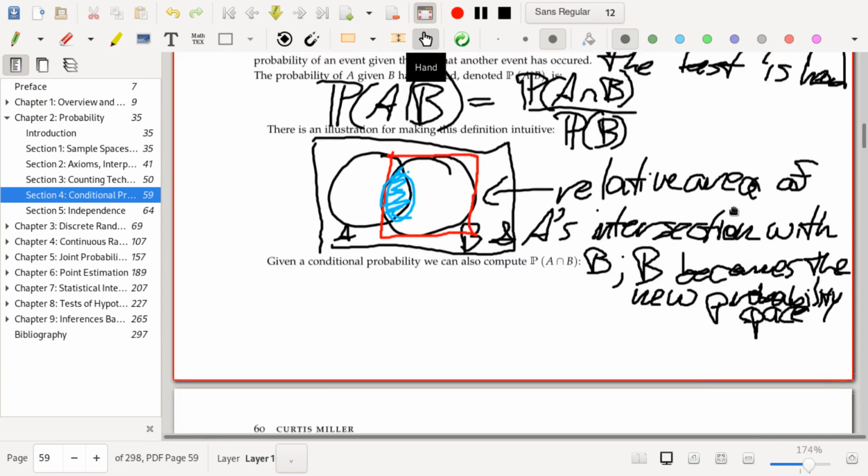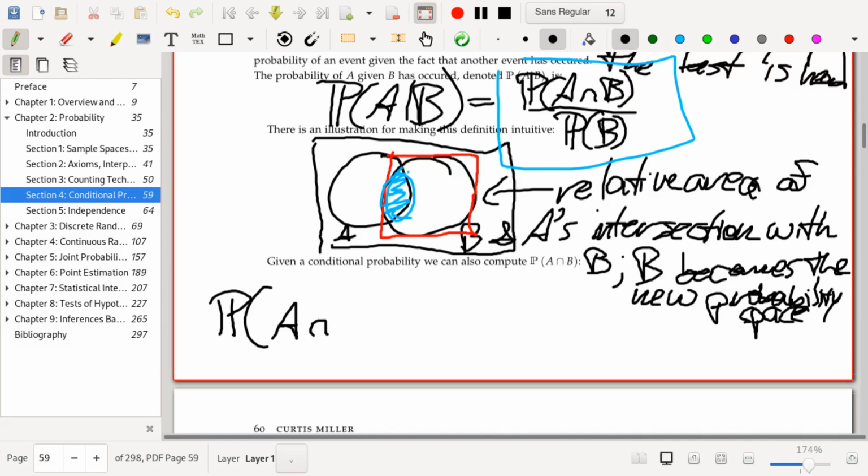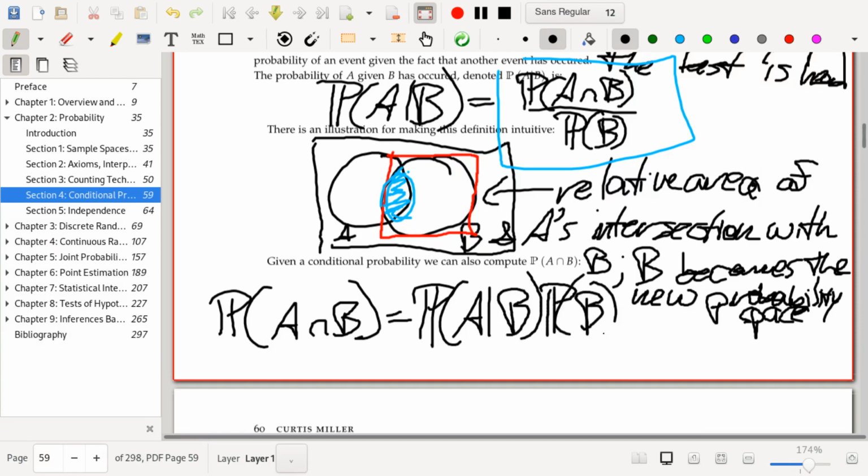So, in fact, we can take this formula that we had up here, this formula for the probability of A and B divided by the probability of B. We can come up with a formula for the probability of A and B when we have the probability of A given B by doing some algebra. We have that the probability of A and B is equal to the probability of A given B times the probability of B, just by doing a little bit of algebra, by taking that formula that we had before and multiplying both sides by the probability of B.